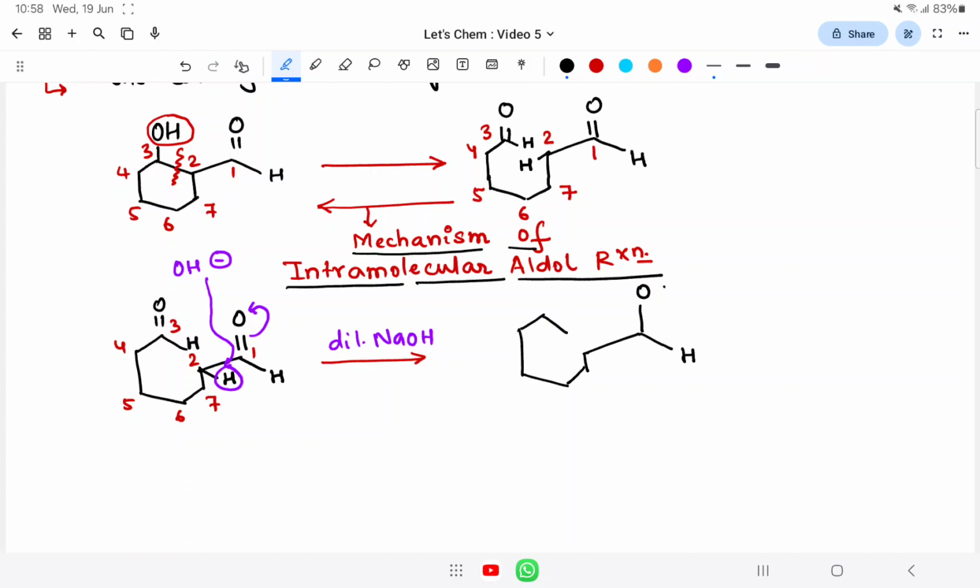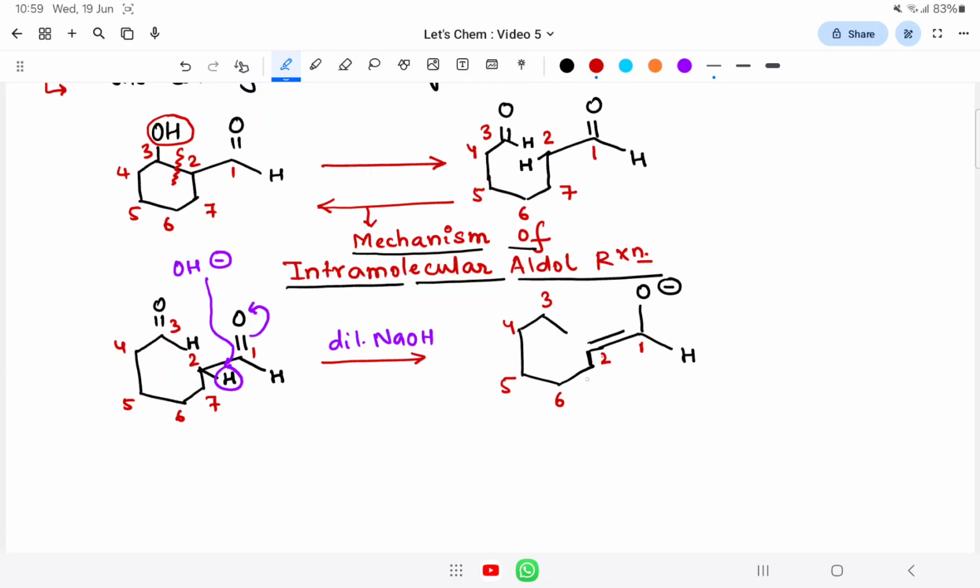Okay, so now this is going to come here. And what has come here is a pi bond, and if I number this again, I get 1 2 3 4 5 6 and 7. Yes, looks good, I guess. So exactly this is what is going to come next.